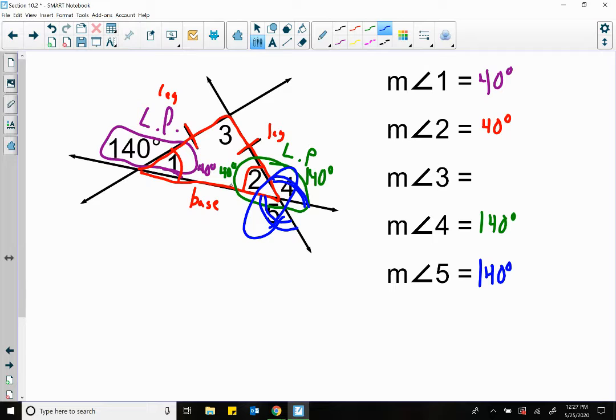And then now, just using the triangle sum theorem, you can figure out what the measure of angle 3 is, because angle 1, angle 2, and angle 3 all have to add up to 180 degrees. Well, 40 plus 40 is 80. 180 minus 80 is 100. So there are all the angles in my picture.